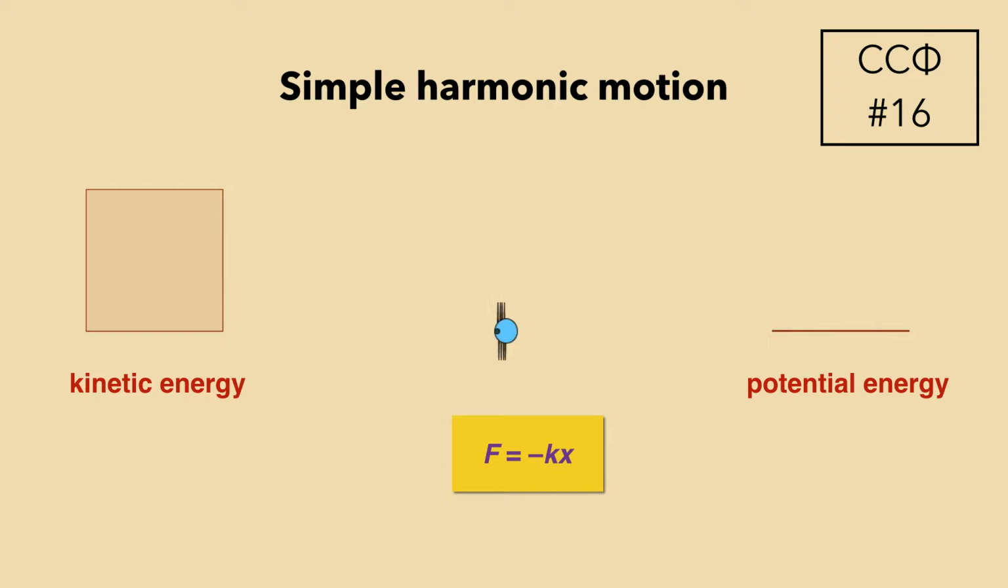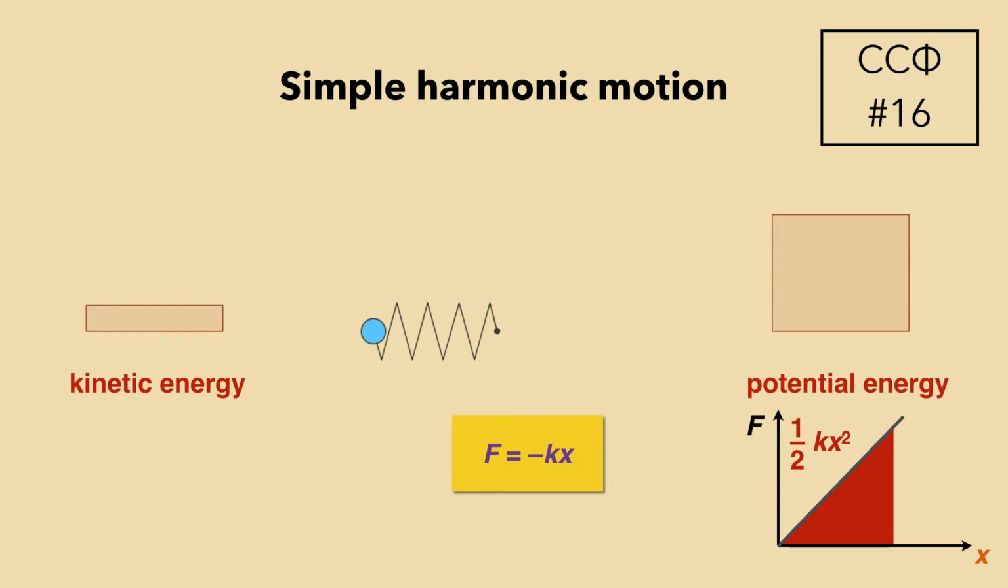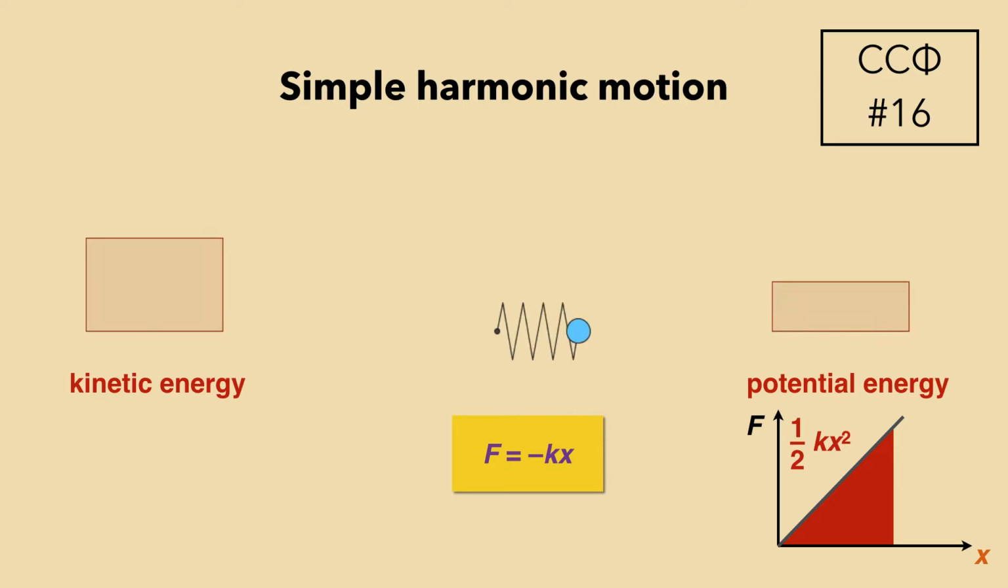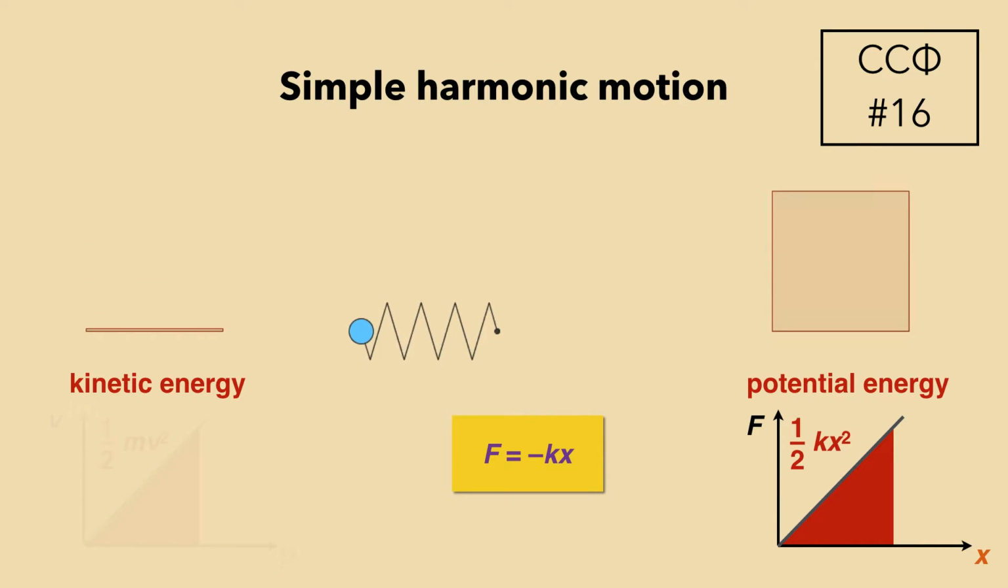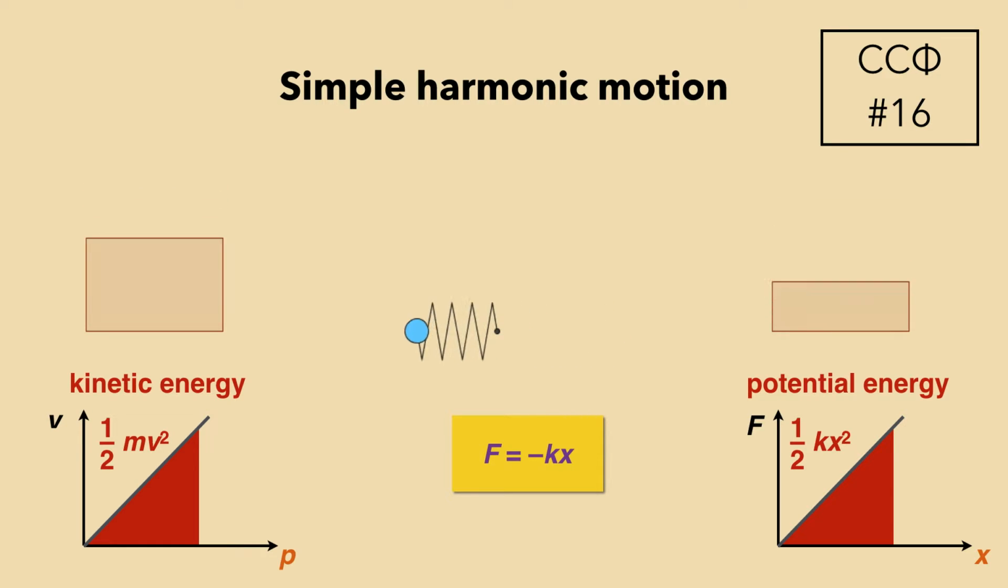Now, how does this create this interchange between kinetic and potential energy? Well, if force is proportional to displacement, then the potential energy is the area under a linear curve. So this is 1/2 kx squared, in very much the same way as the relationship between momentum and velocity gave us the formula for kinetic energy. The sum of these two energy forms is always constant for this harmonic oscillator.